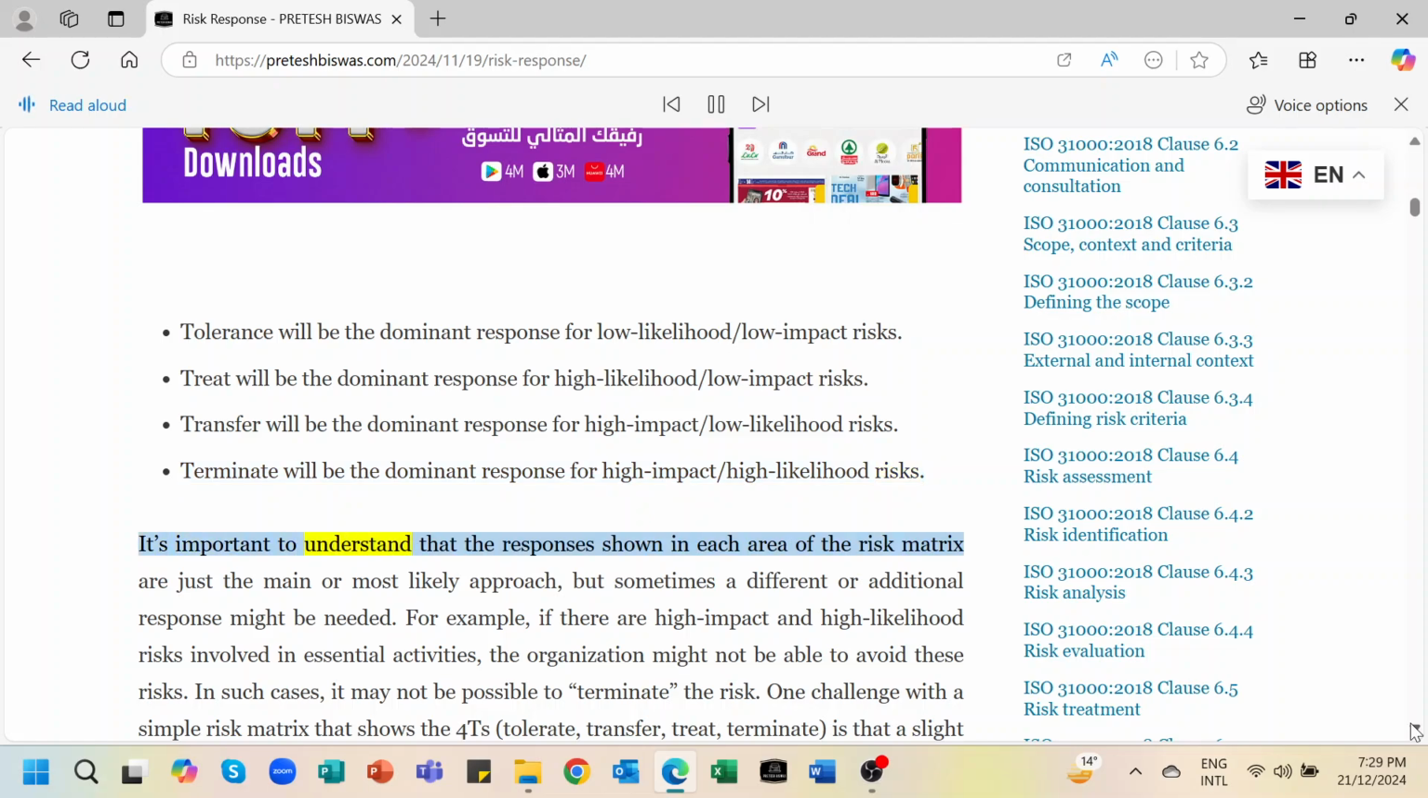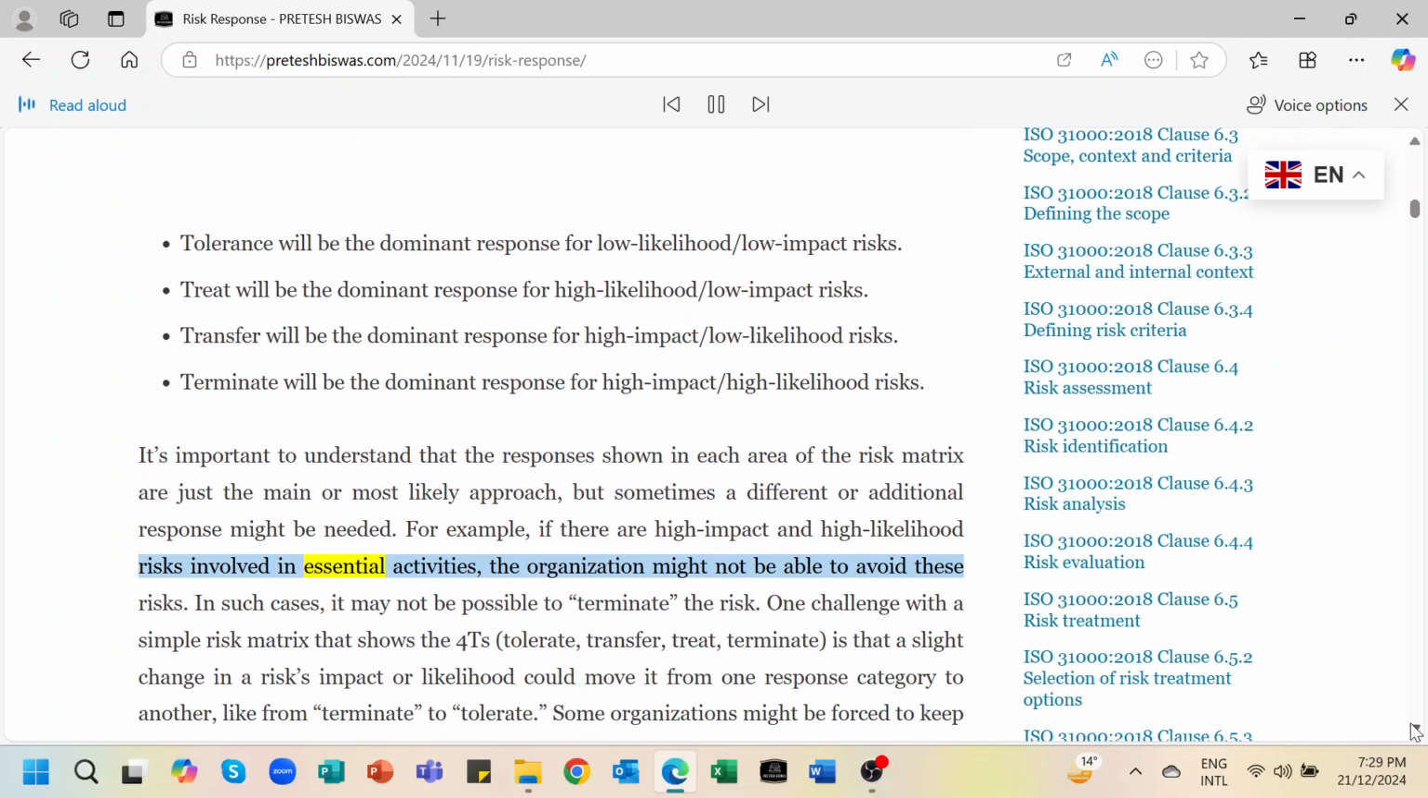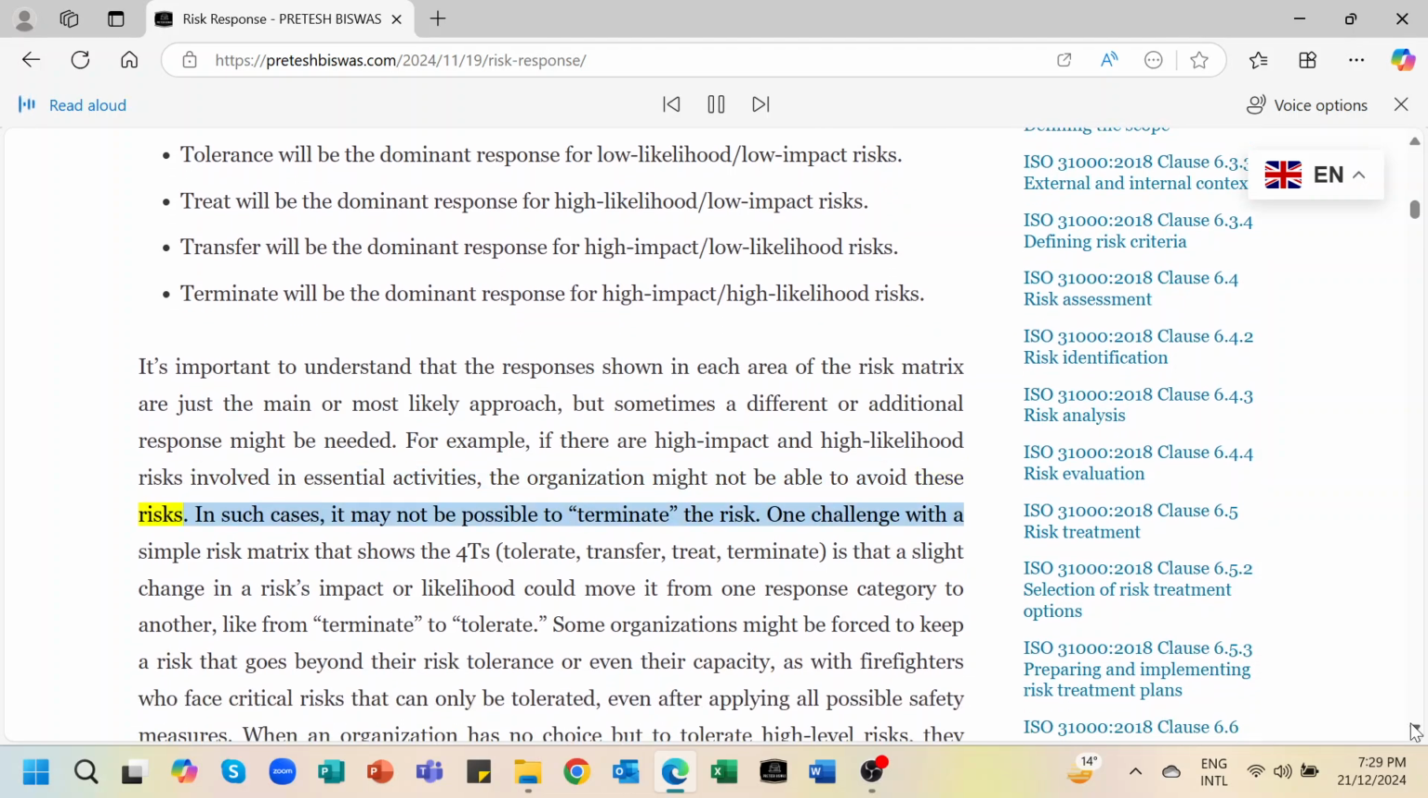It's important to understand that the responses shown in each area of the risk matrix are just the main or most likely approach, but sometimes a different or additional response might be needed. For example, if there are high impact and high likelihood risks involved in essential activities, the organization might not be able to avoid these risks. In such cases, it may not be possible to terminate the risk.